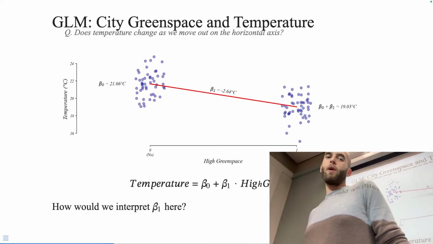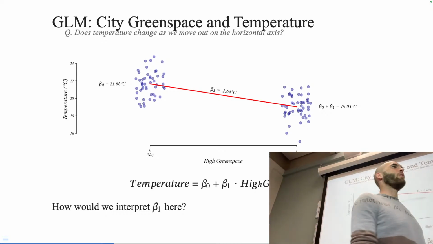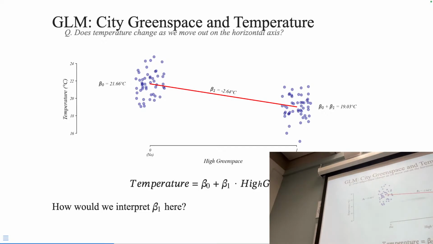What about beta 1? Someone interpret beta 1. Interpret beta 1 for your neighbors. And then I'll have someone tell me.